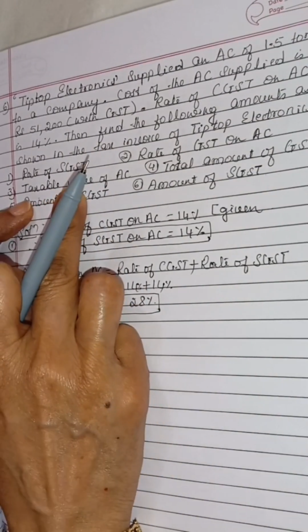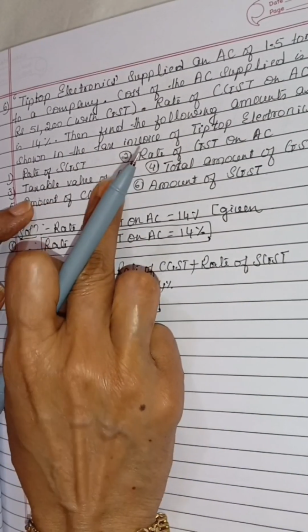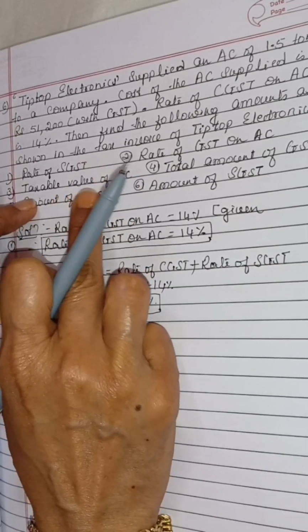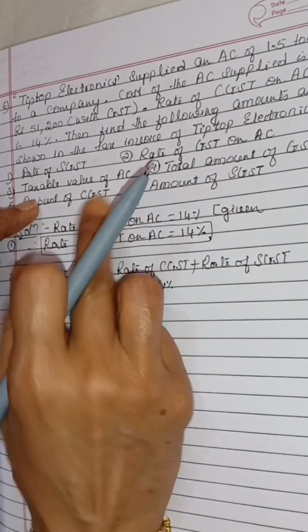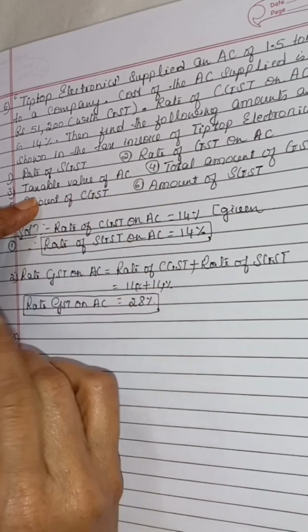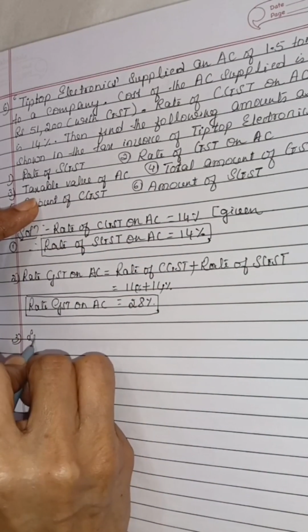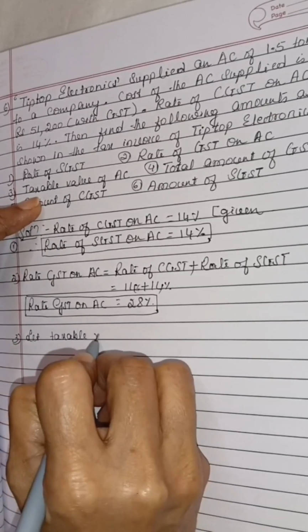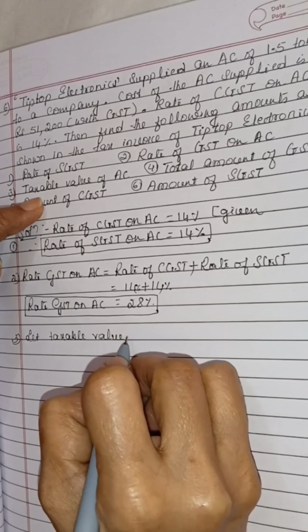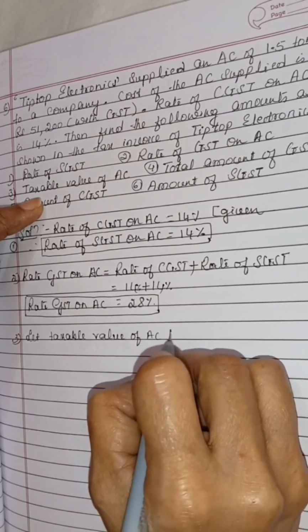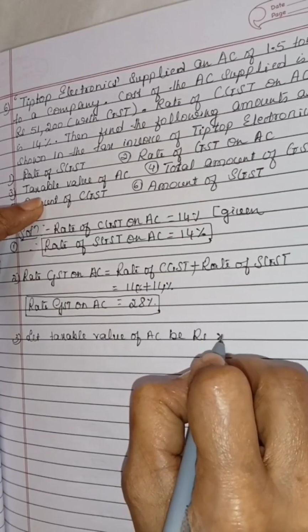See, this is how to find the taxable value of AC, because we have solved question number 5 the same way, no? To find the taxable value, let's assume the taxable value of AC be rupees X, okay?